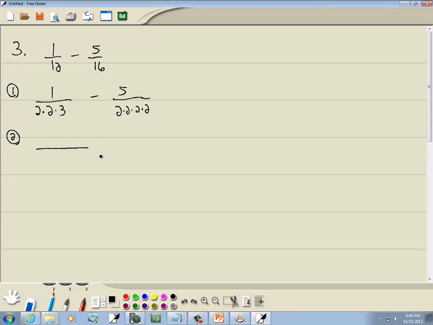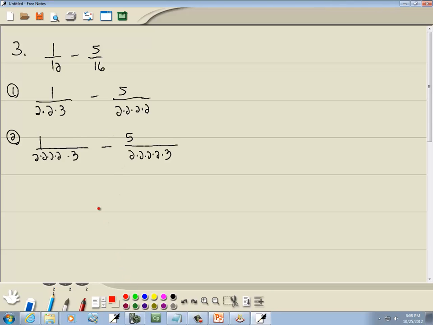Step 2. Figure out your least common denominator and rewrite each fraction with that. I look at my first factor, 2. I'm looking for the greatest number of 2's in a single denominator. There's 2 of them here, there's 4 of them here. So the greatest number of 2's in a single denominator is 4 of them. I then go to my next factor, 3. I'm looking for the greatest number of 3's in a single denominator. There's 1 here, none here, so it'd be 1. So that would be our LCD.